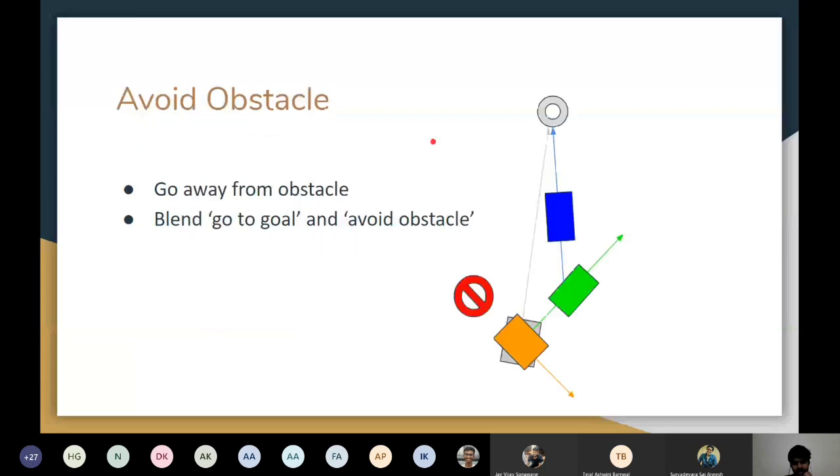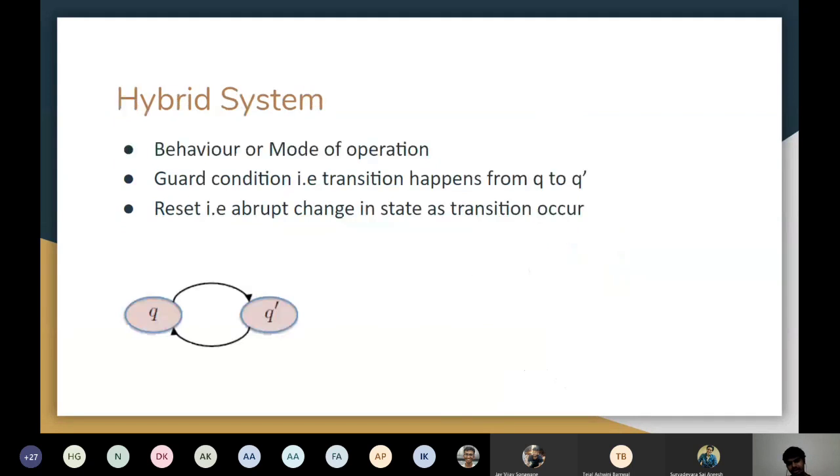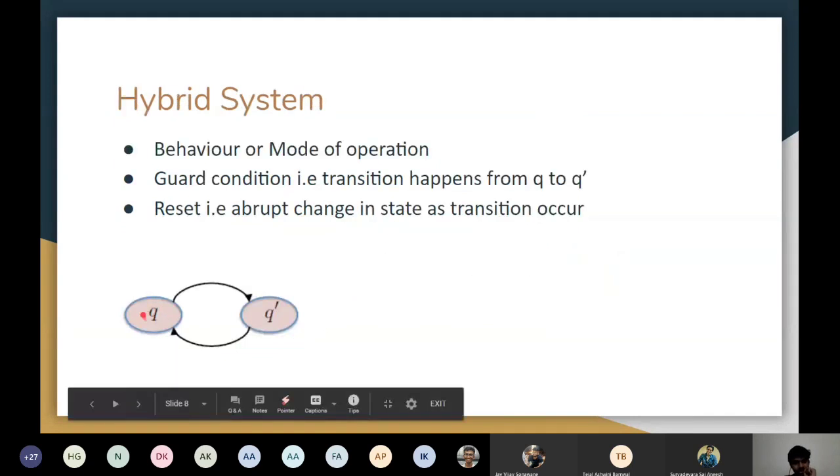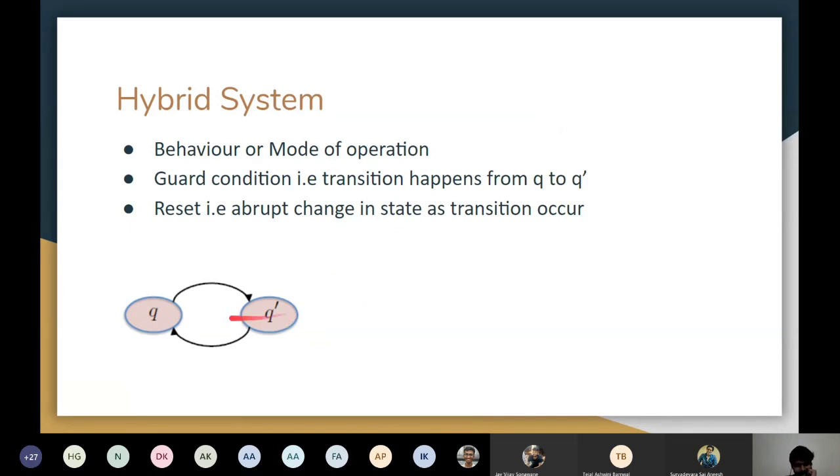So that means, say here, I had two modes of operation. One was go to goal and another was avoid obstacle, right? So now they'll come as Q and Q dash. Now, what is a guard? A guard is a condition that tells the computer when to switch from one behavior to the other.